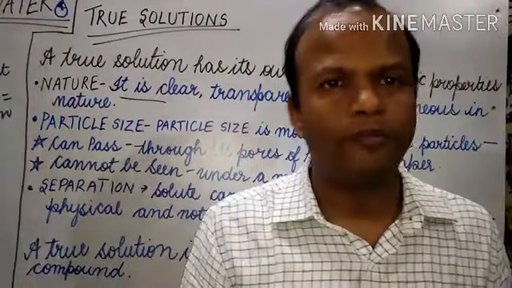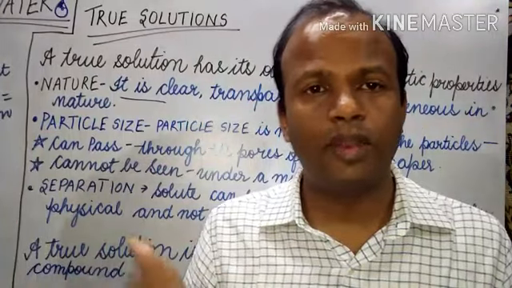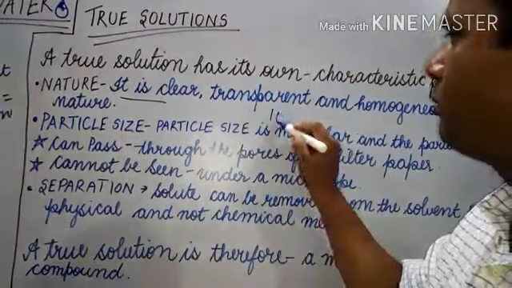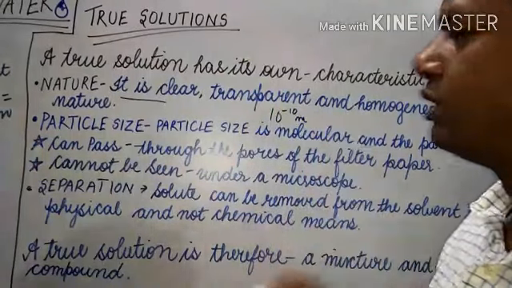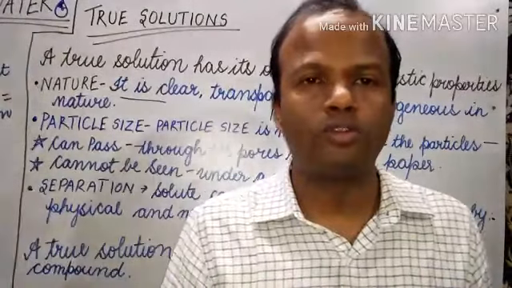Particle size is such a small, 10 to the power minus 10 meter, 10 to the power minus 8 centimeter, 10 to the power minus 10 meter. Particle size is so small that it can be passed through the pores of the filter paper.